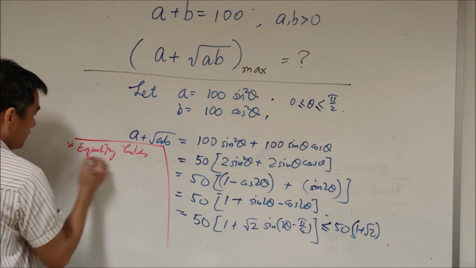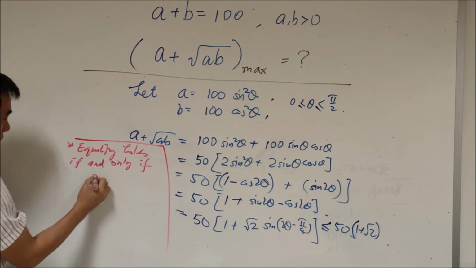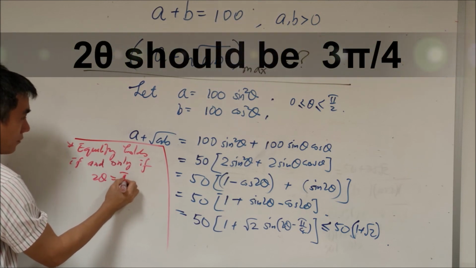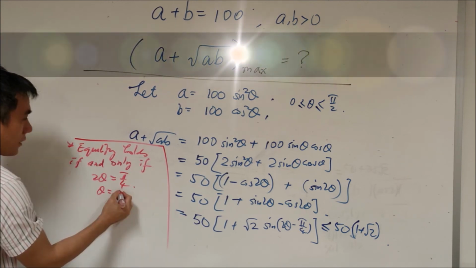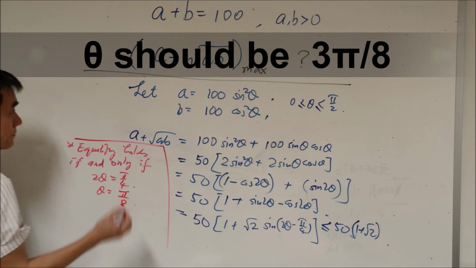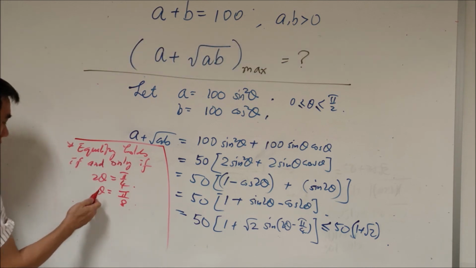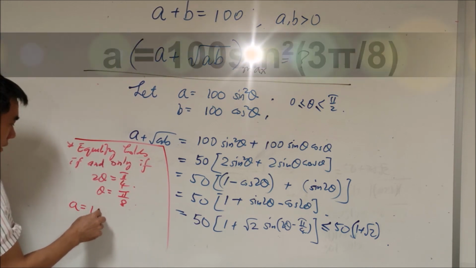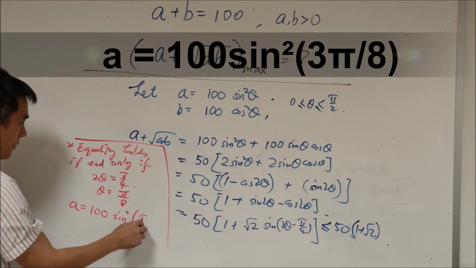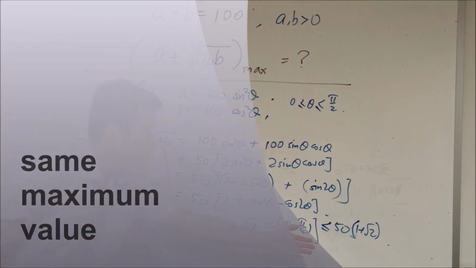Equality holds if and only if 2 theta equals pi over 4, so theta equals pi over 8. Therefore, equality holds if and only if a equals 100 sine squared pi over 8. In this case, we get the same answer as the method of using differentiation.